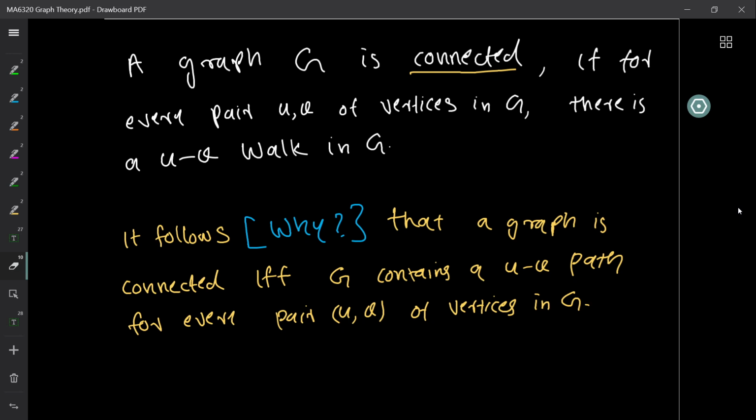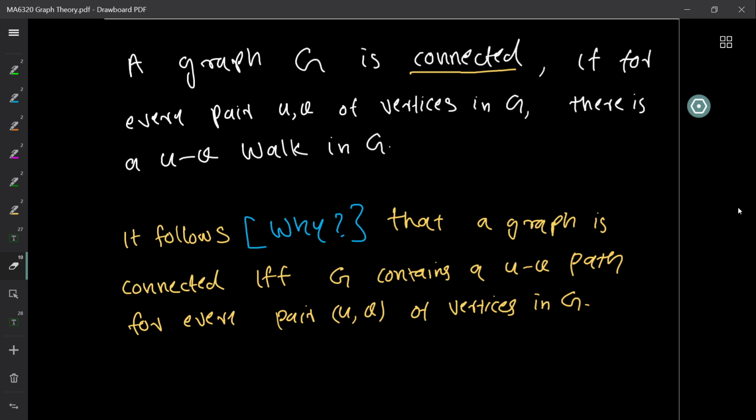Now, once a graph is connected, we know that there is a U-V walk. But if there is a U-V walk, one can show that there is also a U-V path. Therefore, it follows that a graph is connected if and only if G contains a U-V path for every pair of vertices in G. So this is another way to define a graph being connected.